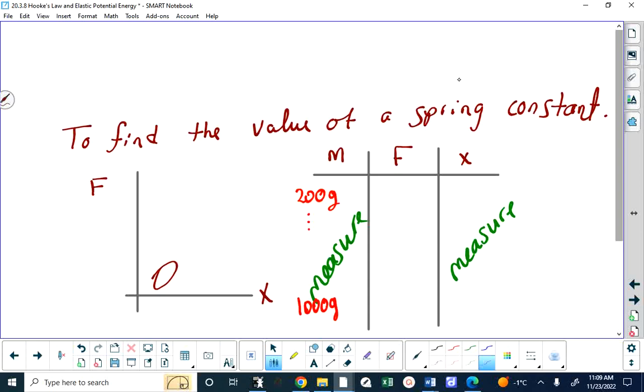So what you are going to do is hang 200 grams from there. You'll write 200 grams down. Then what you're going to do is measure the displacement. Now, how do you measure the displacement? What is the displacement? Well, one of the things you're going to have to measure first before you put anything on is the length of the spring. Because your displacement will be a measurement from the top of the spring to the bottom of the spring compared to where it is now.